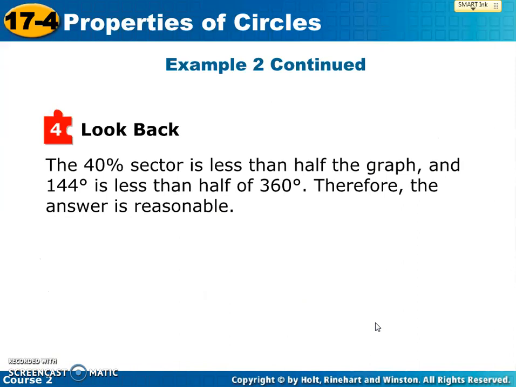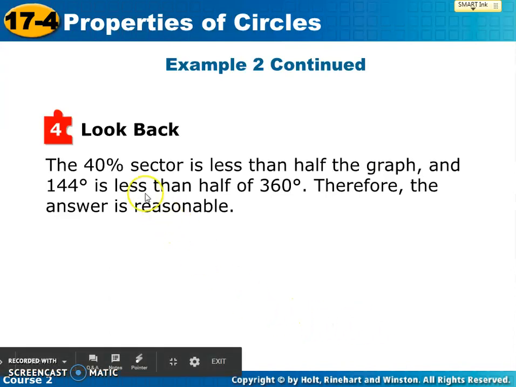If we look back, the 40% sector is less than half of the graph, and 144 is less than half of 360, so it's a reasonable answer.